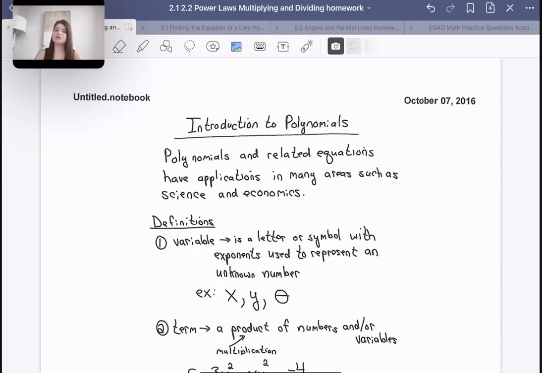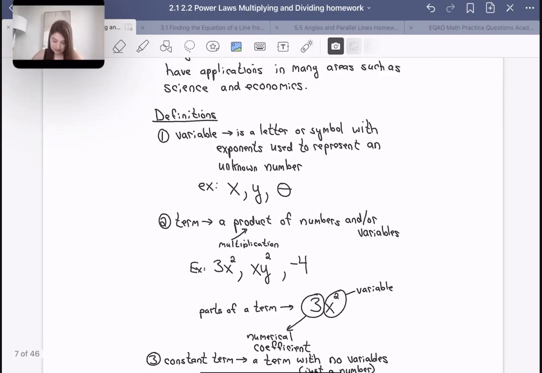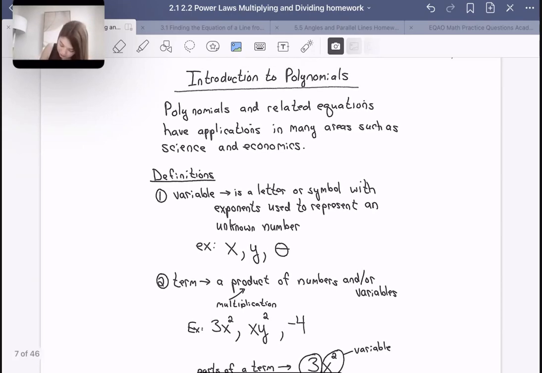We're going to introduce what polynomials are, and then in the future, we're going to talk about adding, subtracting, and multiplying polynomials as well. Polynomials and related equations have applications in many areas such as science and economics. But what is a polynomial? A polynomial basically has a variable and it has a constant term, or at least some of the above. So a polynomial can be described this way.